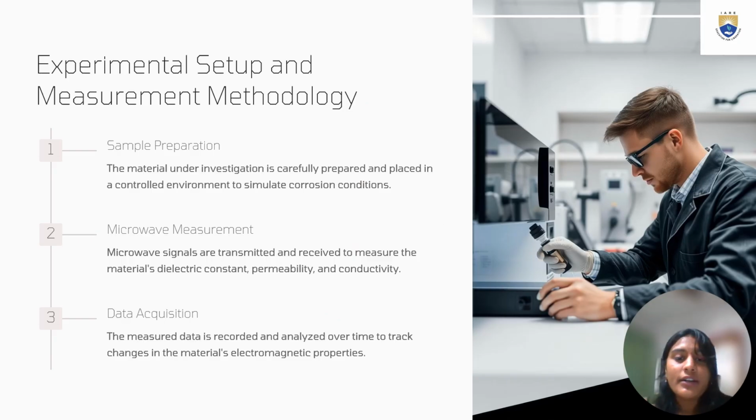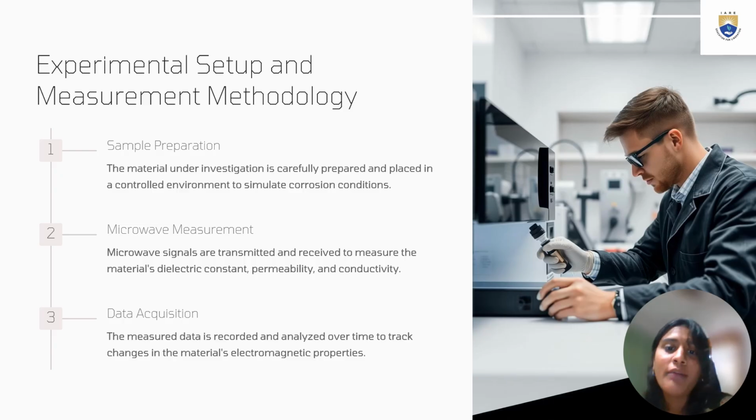Experimental setup and measurement methodology. To ensure accurate corrosion monitoring, a structured experiment is conducted. We take sample preparation, microwave measurement, and data acquisition into consideration. What is sample preparation? A metal sample is exposed to a controlled corrosive environment, for example, salt spray or moisture.